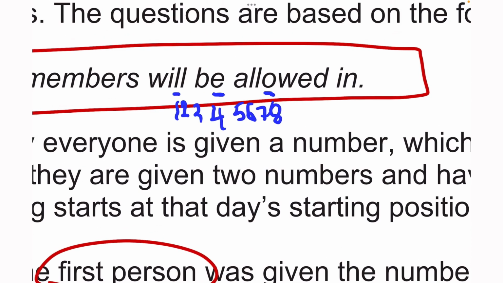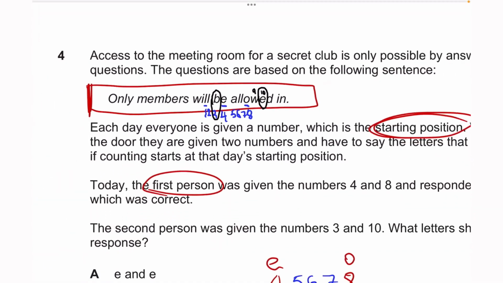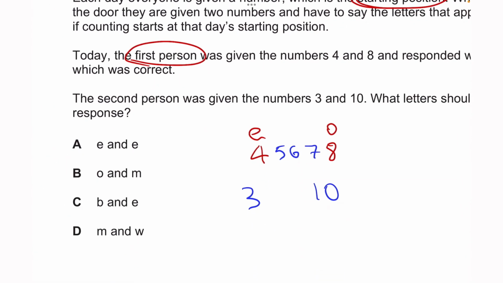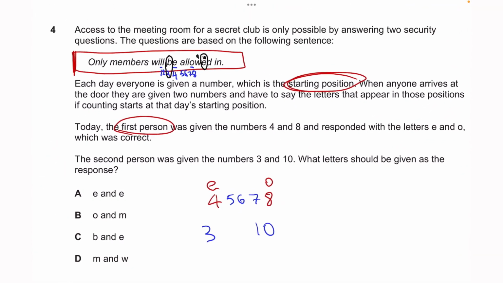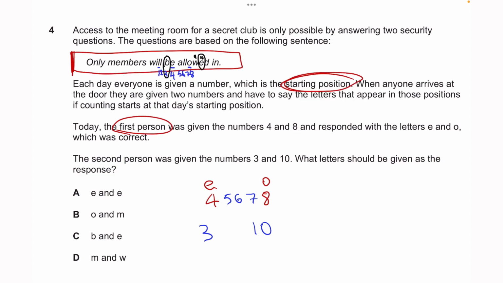So let's have a look. We know that number 3 is going to be this one here. And then this is number 9 and number 10. So number 10 is an E as well. So if we have a look, our answer to the second person should be giving the code B and E to be able to be allowed in. So our answer to this question is C.